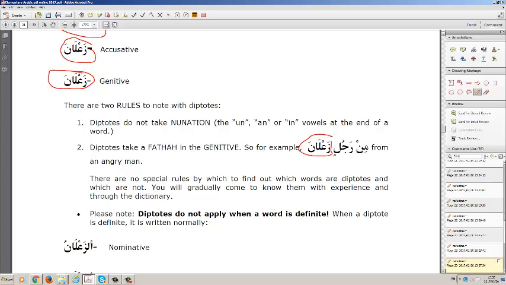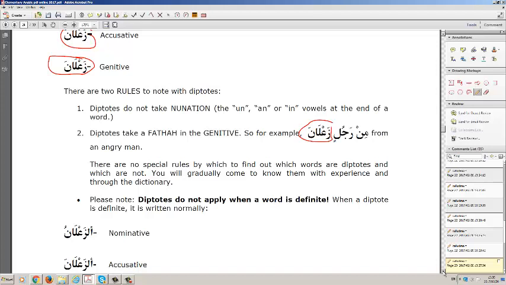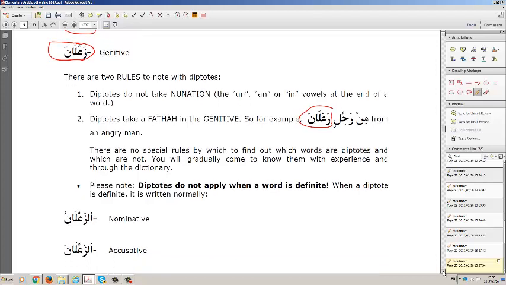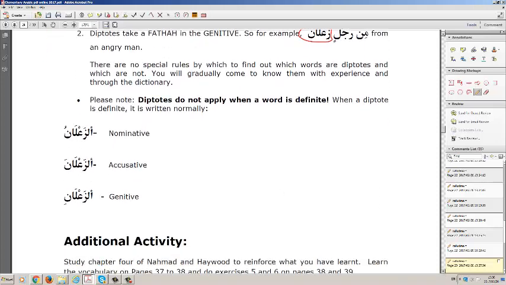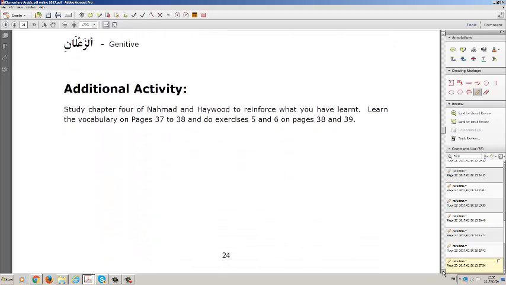So those are the kind of rules that one needs to bear in mind, and you'll slowly get accustomed to words that are diptotes. You'll come across them with experience. Importantly though, remember that these only apply to words that are indefinite. They don't apply to words that are definite. So for example, az-za'alanu, az-za'alana, az-za'alani, these remain the same. Okay, that's all for now, folks.